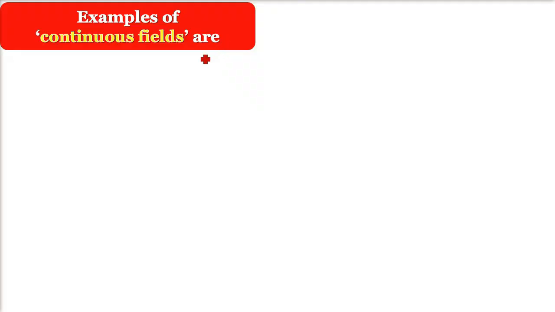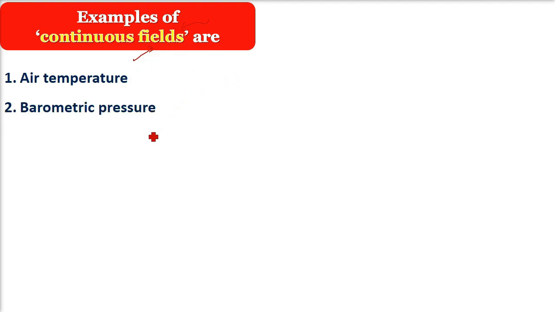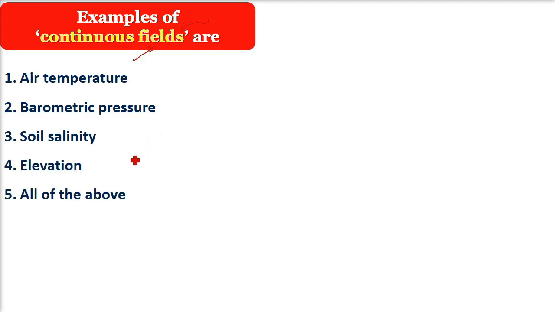Examples of continuous fields are, now in geography, the fields can be discrete or they can be continuous, and fields are a general way of representation in geography to represent natural phenomena. The options are air temperature, barometric pressure, soil salinity, elevation, and all of the above.